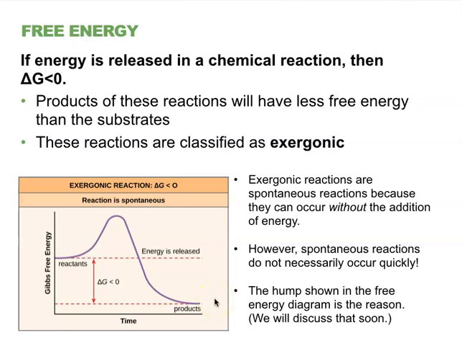What this would mean is that there's less potential energy inside of those bonds. If you see a tracing that looks like this, it means that this is an exergonic type reaction. And exergonic type reactions are spontaneous reactions, and they can occur without the addition of energy.